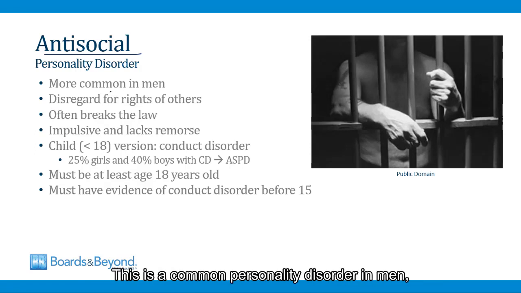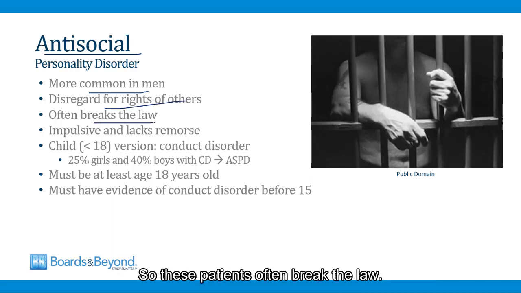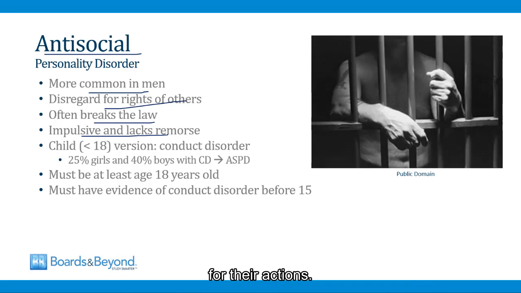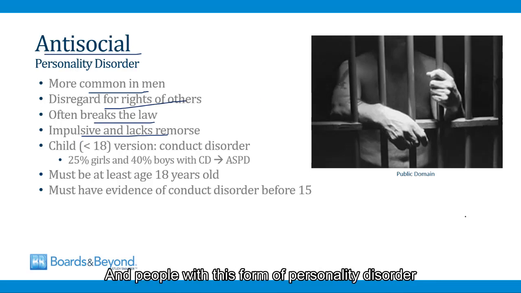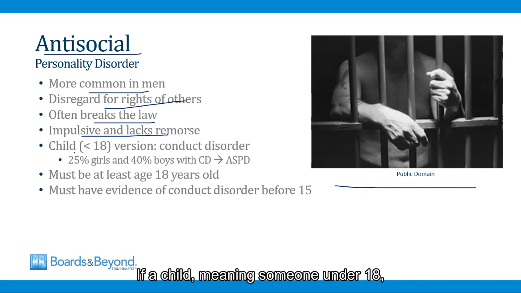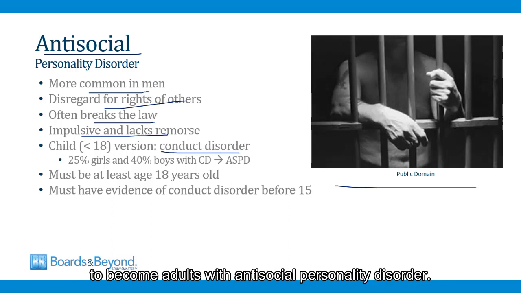This is a common personality disorder in men, and it's defined by a disregard for the rights of others. So these patients often break the law. They are very impulsive and they lack remorse for their actions. And people with this form of personality disorder often end up in jail because of their behavior. If a child, meaning someone under 18, has evidence of this personality disorder, we call that conduct disorder. And children who have conduct disorder frequently grow up to become adults with antisocial personality disorder.